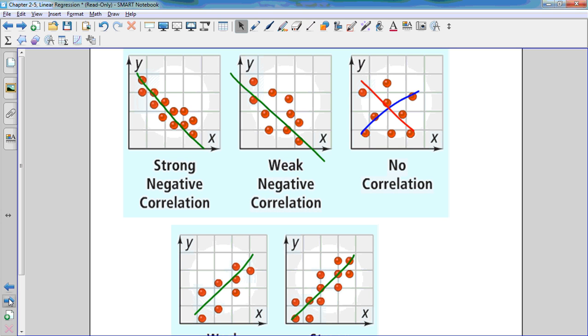Now, do you see what they look like when there's a strong negative correlation? All the points are clustered really close to that line. The cluster is really close. That means it's strong. That means your R value is really close to 1. Do you see how the points are more scattered for the weak negative correlation? They're scattered. They're not as close. That means it's weak, but it's still negative because it's going down. No correlation is when there's no relationship.